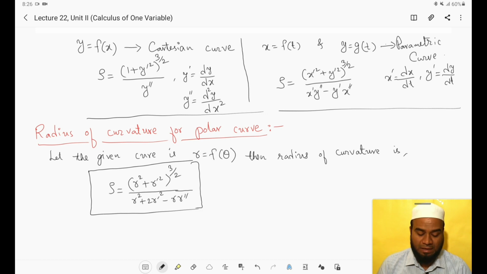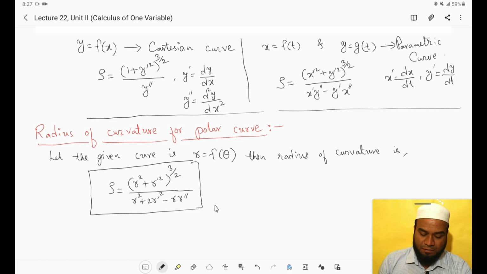What do we have to find? We have to find r square and also r dash square, then substitute everything. So basically from the given equation r equals f of theta, we have to evaluate r dash as well as r double dash. Then we have to substitute r, r dash and r double dash in the formula for finding the radius of curvature. So all these three things we have to substitute in the formula to find the radius of curvature if the given curve is a polar curve, right?